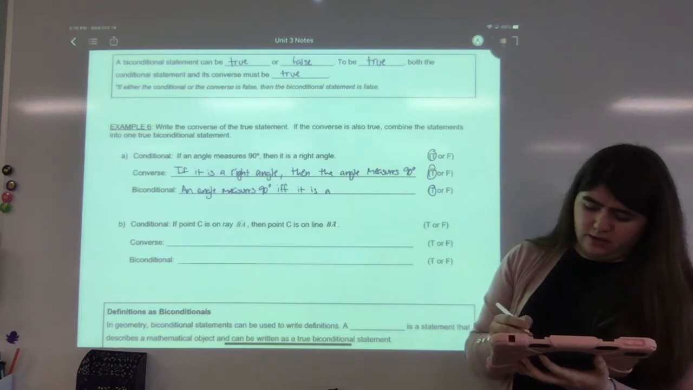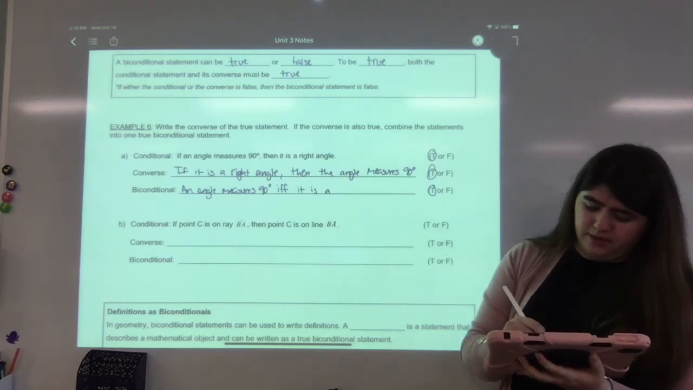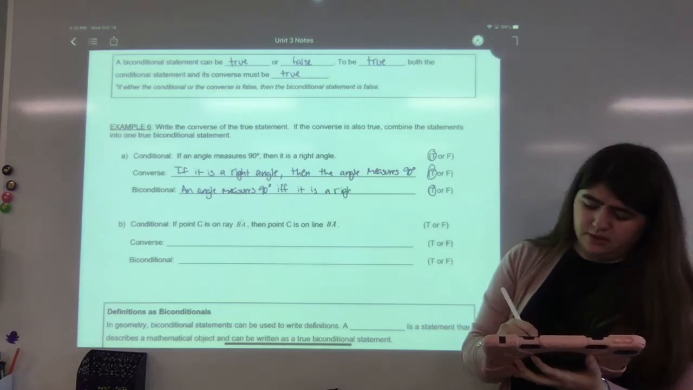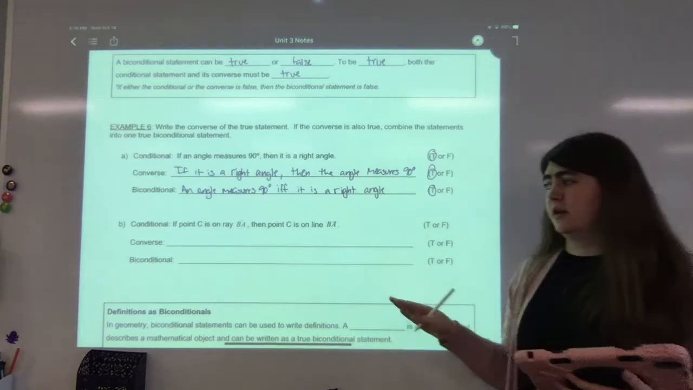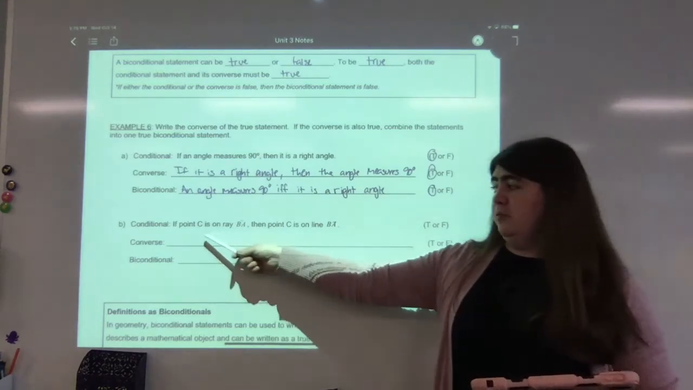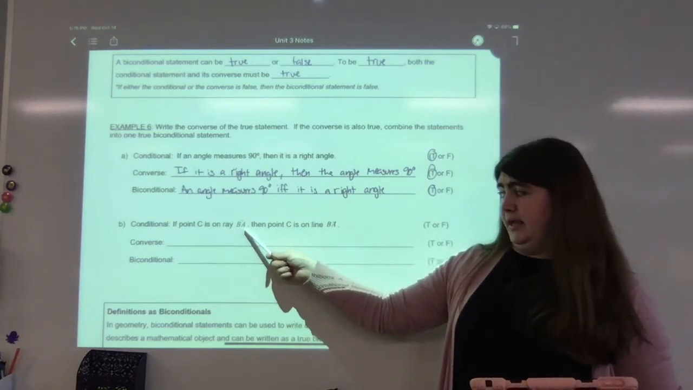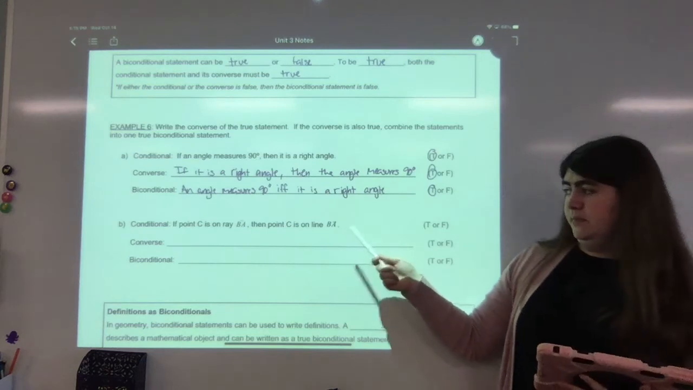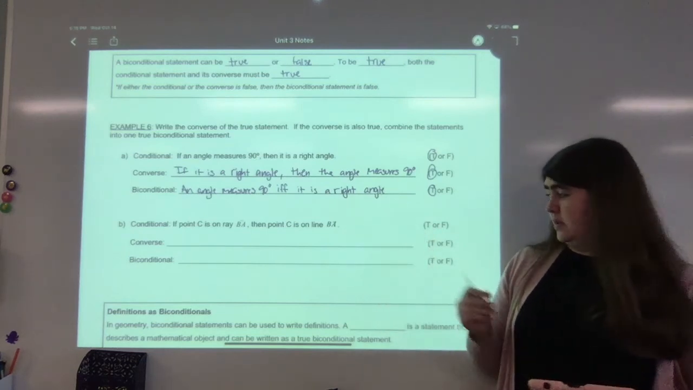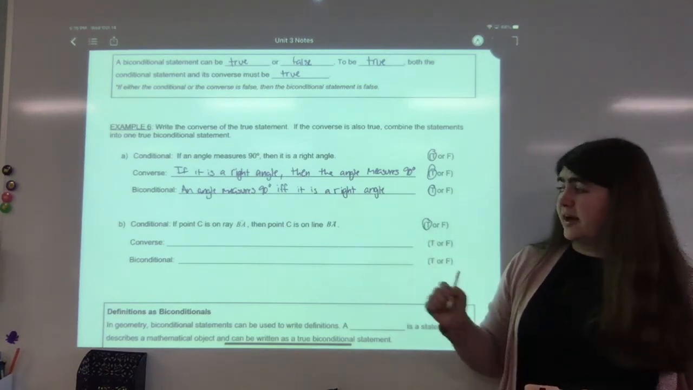Let's fix that. If and only if it is a right angle. And we do know that's true. All right, let's look at another one. The conditional: if point C is on ray BA, then point C is on line BA. All right, we're saying that's a true statement. Now let's look at the converse.